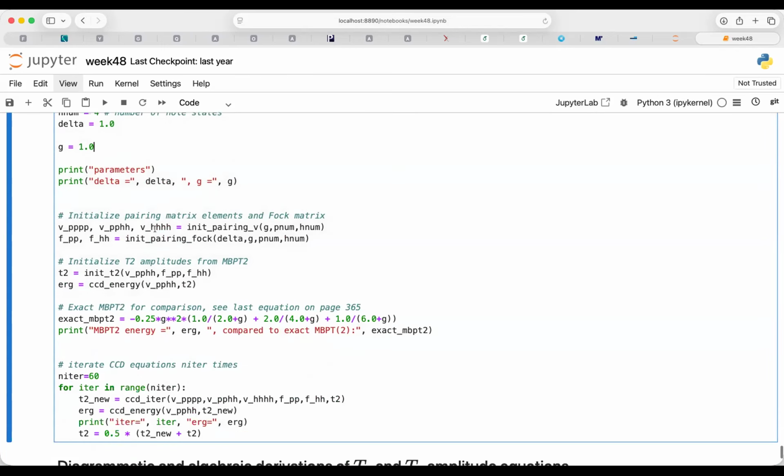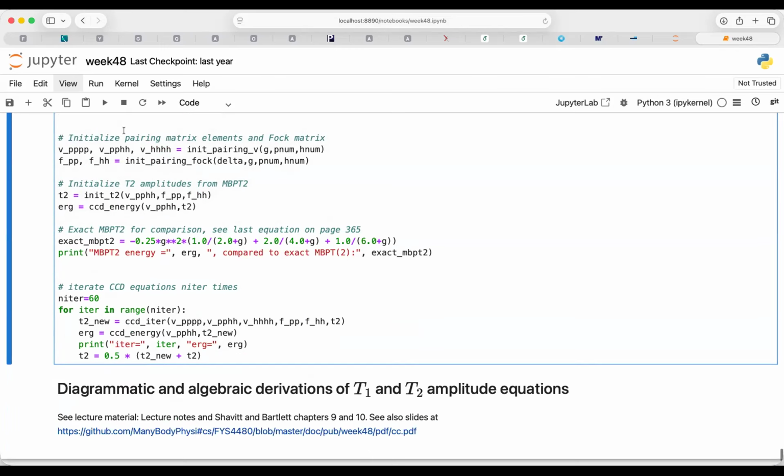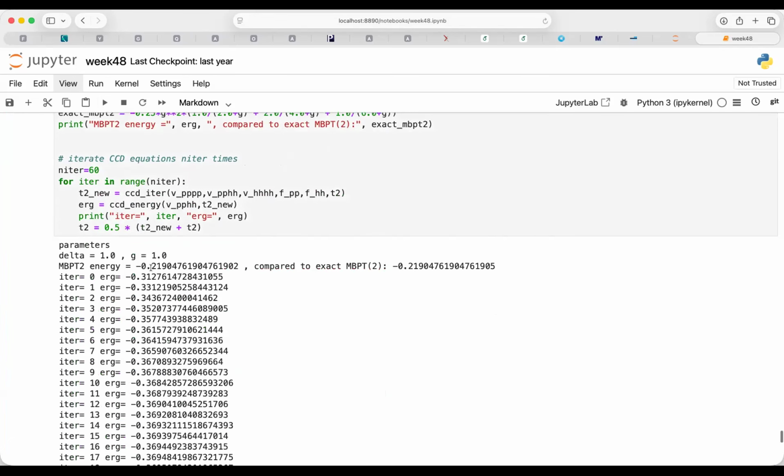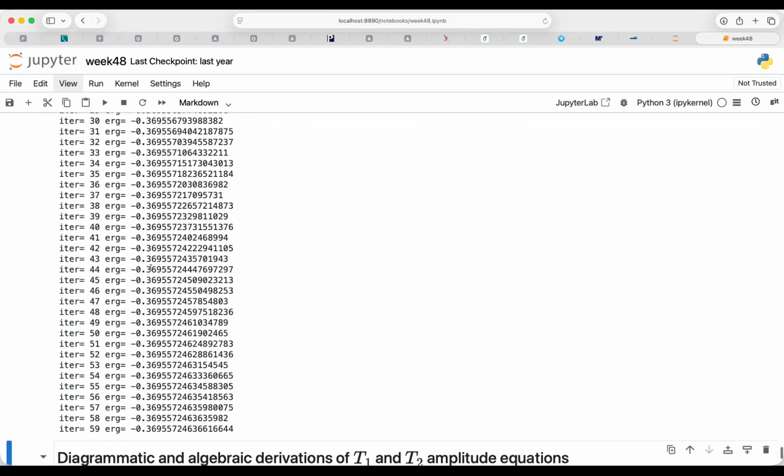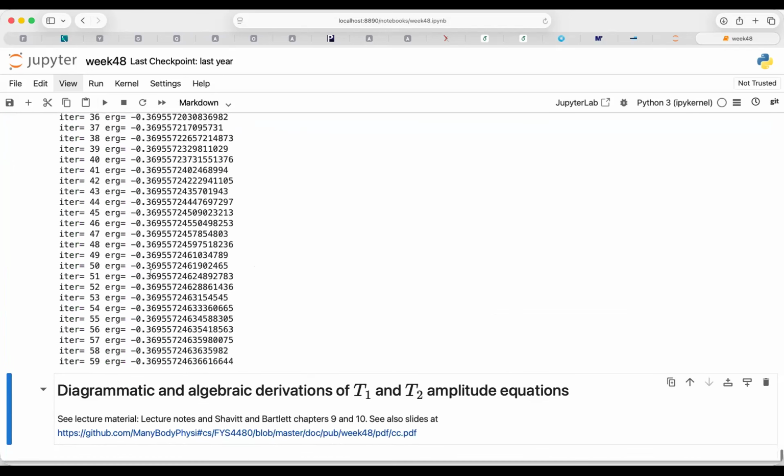And then I initialize everything. I have the Fock, the single particle energies. I initialize the T2 amplitudes. I get a new energy. And then I have the iterative process. And this does 60 iterations, so this is solved iteratively. And you can see now that it converges not so badly.